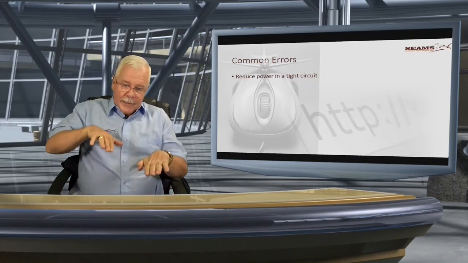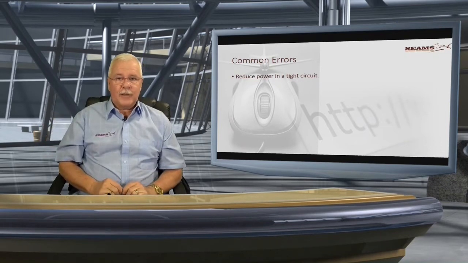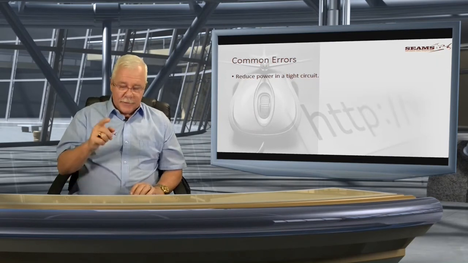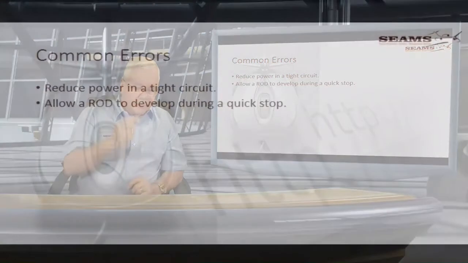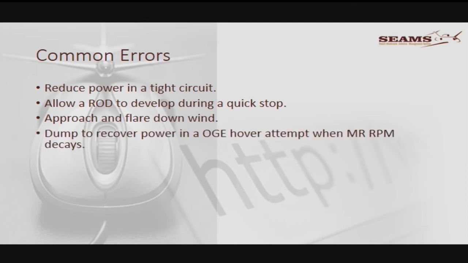But reduce power in the turn here, especially for you guys flying turbines. It's a killer. It's a long lecture. I'm not going to go into that now. But the correct way to do tight circuits, we'll get to that. Allow the rate of descent to develop during a quick stop. We've spoken about that. Approach and flare downwind, we talked about.